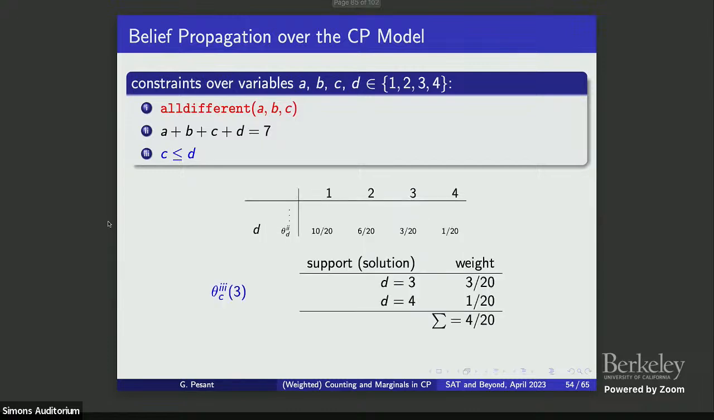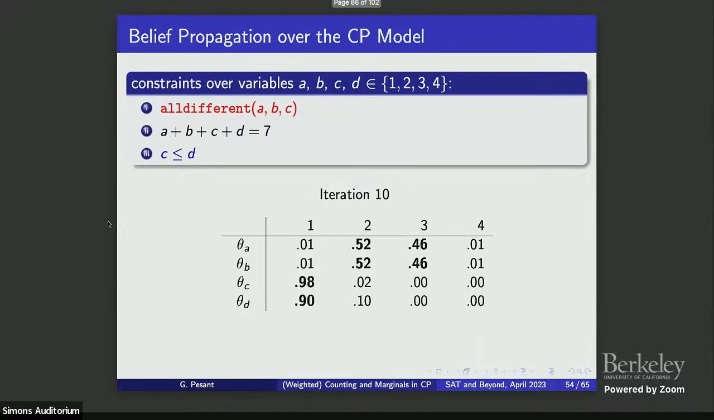Then it becomes more interesting. You do it again, but now the solutions don't have the same weight, because according to the black constraint, D taking value 3 occurs in 3 out of 20 solutions, value 4 in 1 out of 20. So those are the weights. That's why you need the weighted counting. Solutions are not weighed the same through this iterative process. And then you get eventually, say here in 10 iterations, these.